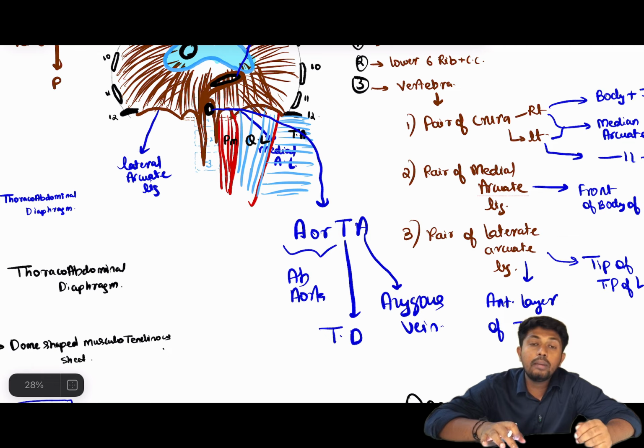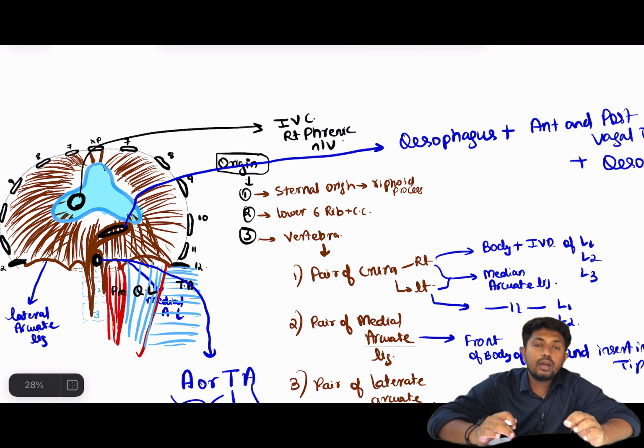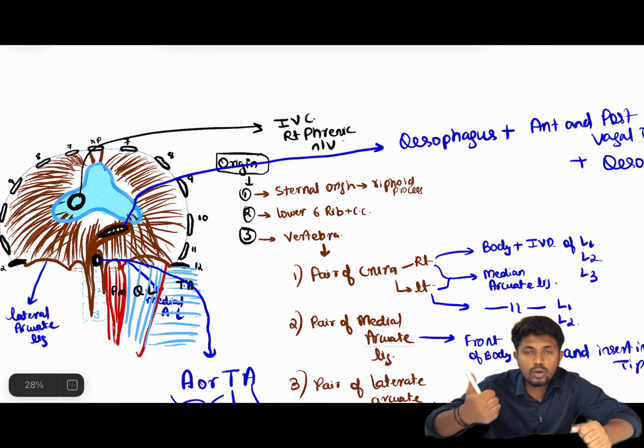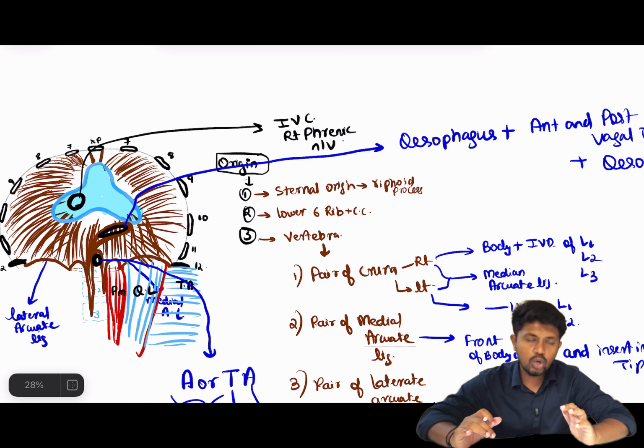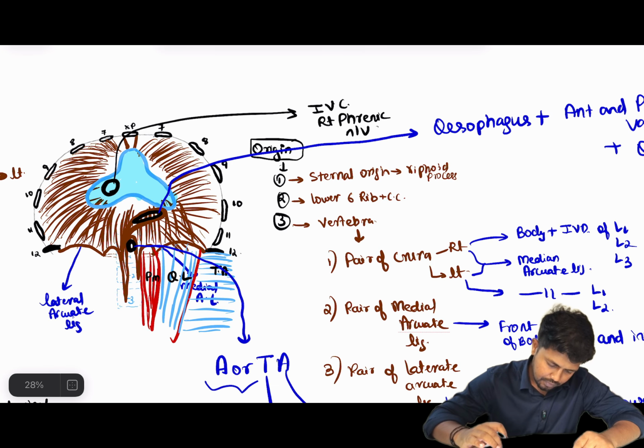So this was all about the major openings, and we know the levels. At what level? At the T8 level, the vena cava. At T10 level, the esophageal opening. At T12 level, the abdominal aorta opening will be present. So in this way, we have seen the major openings. There are some minor openings.